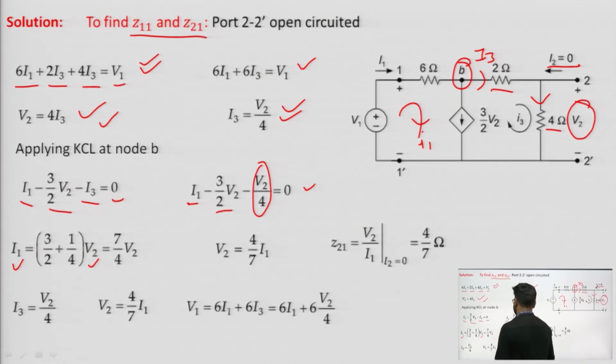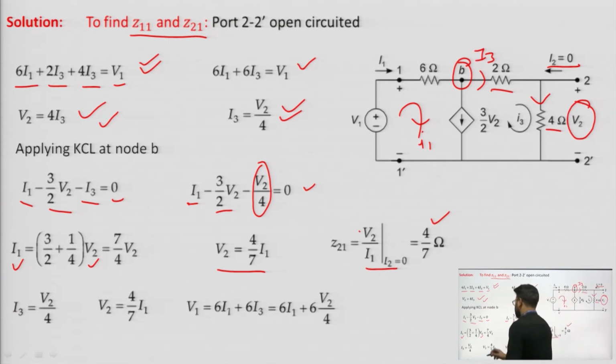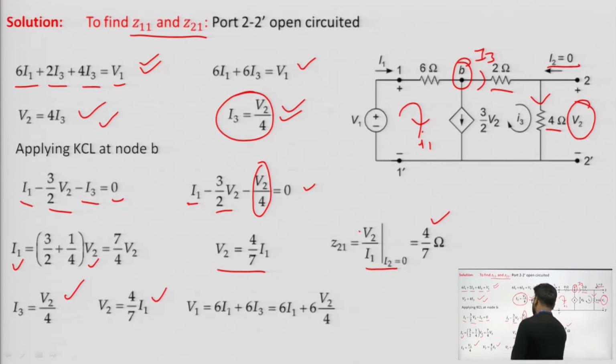I1 equals to 7 by 4 V2 or V2 equals to 4 by 7 I1. So, Z21 is V2 by I1 keeping I2 equals to 0, and we get the value of Z21 as 4 by 7 ohm. Now, I3 we have seen is V2 by 4. V2 equals to 4 by 7 I1, and V1 equals to 6 I1 plus 6 I3 that we have obtained by applying the super mesh equation. 6 I1 and I3 is V2 by 4, that is 6 into V2 by 4.